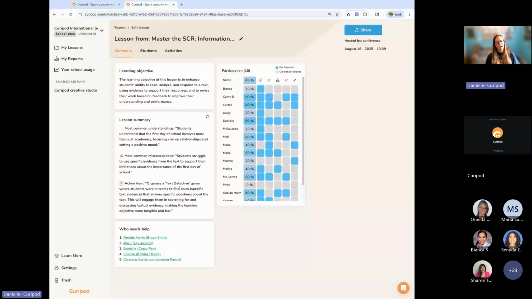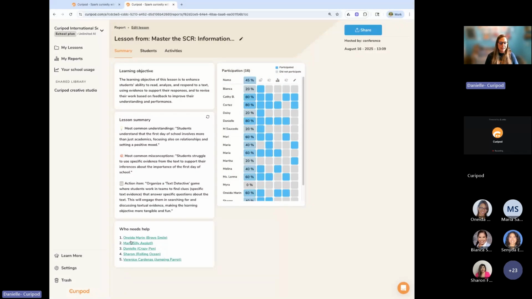Here's an action item. We can organize a text detective game. So usually these action items do take place outside of Curipod. The goal is that we want students to be hands-on. Not everything should happen on a device. And I hope you feel the same way, because in Curipod, we truly believe that learning happens together in the classroom with hands-on activities, with talking, with cooperative learning, as well as some of these writing activities and polling and things like that. It should be a variety.